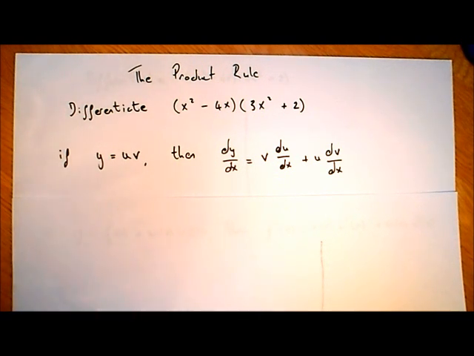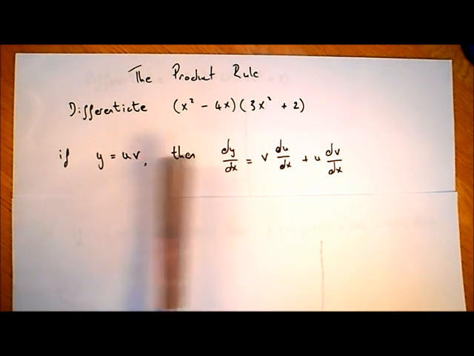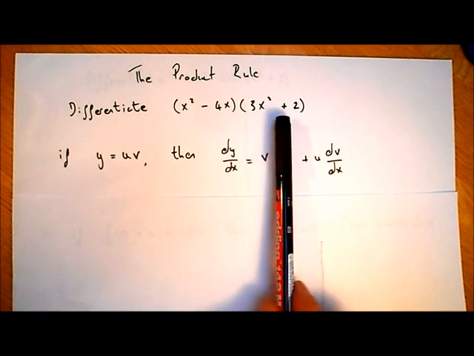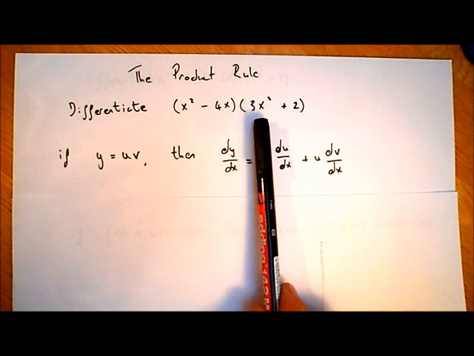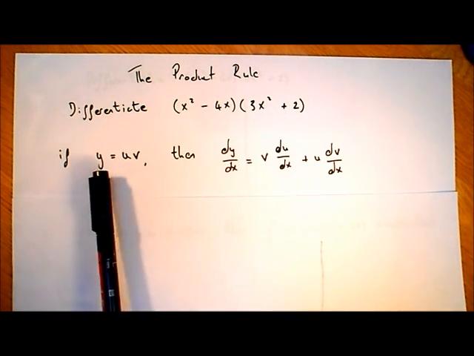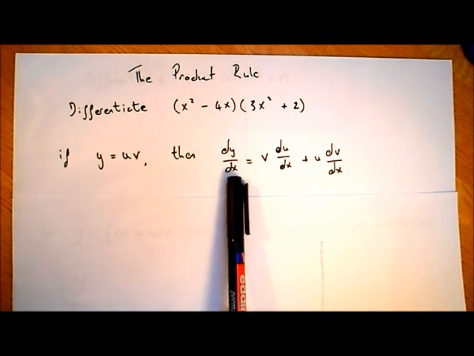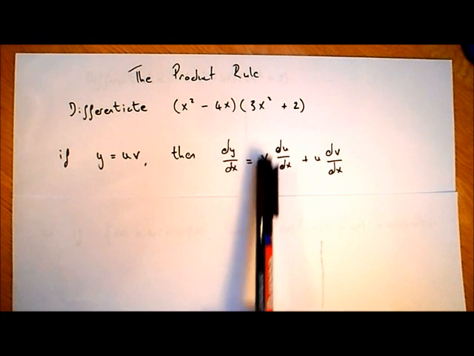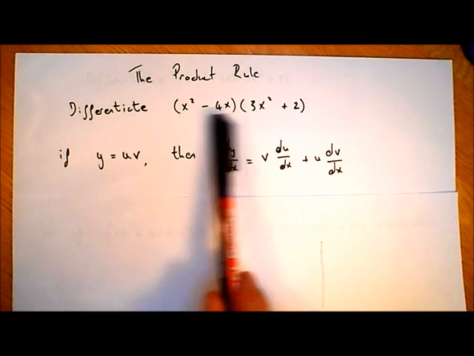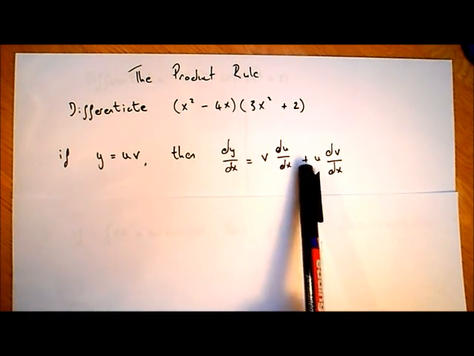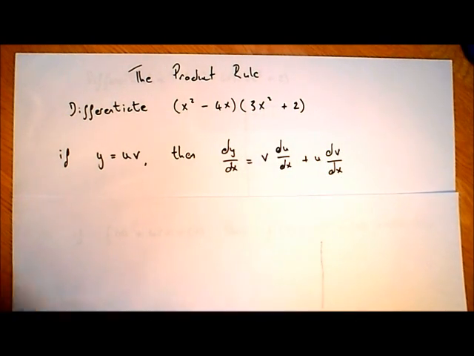So the product rule says that if y is equal to uv, so uv means u multiplied by v, that's what we have up here. We've got something multiplied by something, so this part here is the u part, the x squared minus 4x, and the v part is the 3x squared plus 2. So if y is equal to u times v, which it is, then dy over dx, which is what we're looking for, is equal to v, so this part, times du over dx, and du over dx just means the u part differentiated, plus u, which is this part, multiplied by dv over dx, which is the v part differentiated.